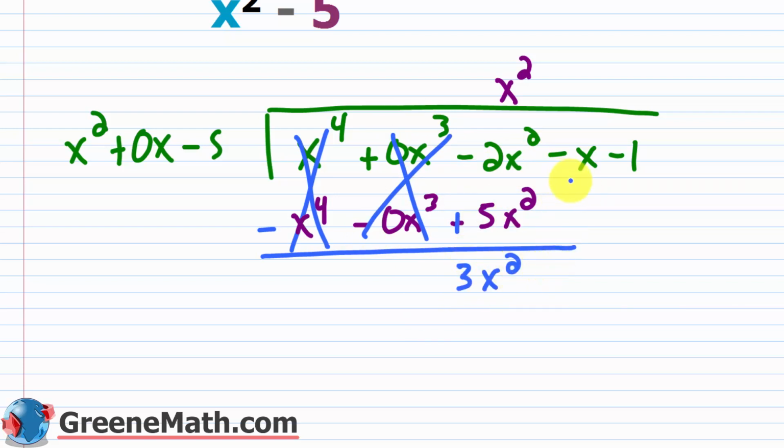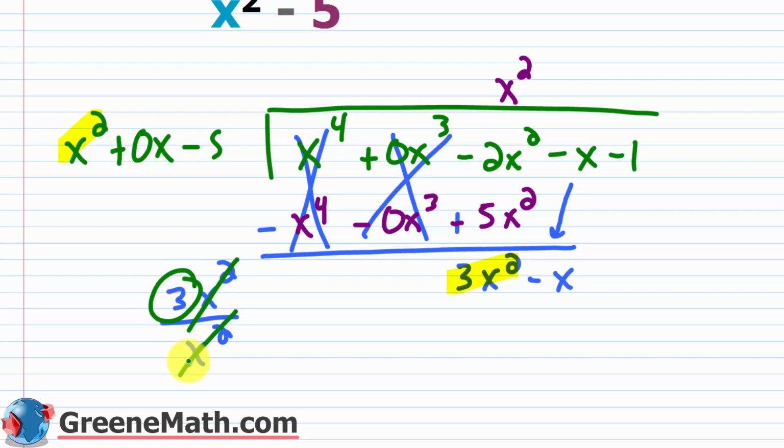We're now going to bring down this negative x, okay? And now we're not at a point where we can stop, so we just repeat the process. So we go leading term divided by leading term there. So I'm going to go 3x squared divided by x squared. And what's going to happen here is this is going to cancel out, and I'm just going to have 3, okay? So I have a missing x there.